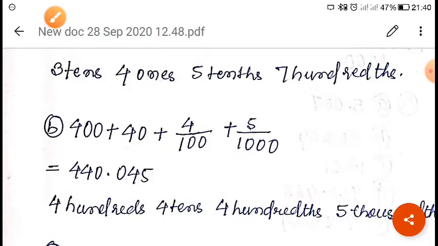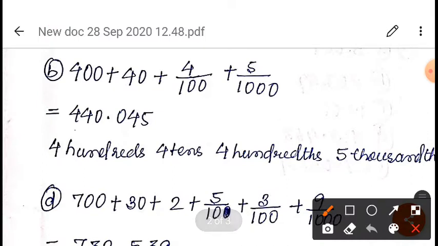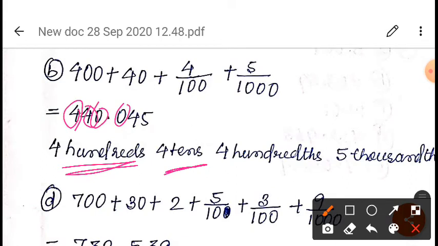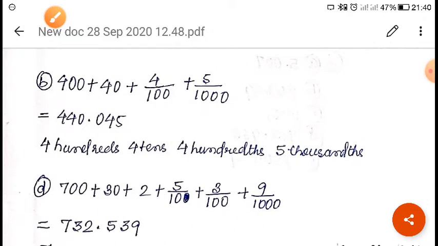Now when we talk about the positions, this 4 is in the hundreds position, this one is in the tens position, this one is in the ones position. This one is 0, leave that. After that this 4 is in the hundredths position, and this 5 is in the thousandths position. I hope you are understanding this.